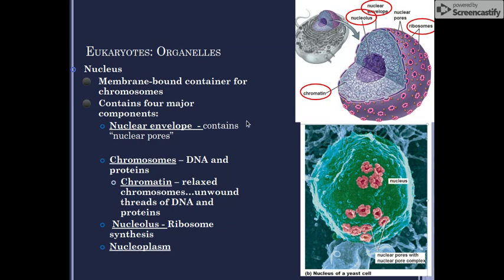Okay. Chromosomes are just DNA. It's a certain form that the DNA is in. The nucleolus is where we're producing ribosomes, which we'll talk about later. And then we've got the nucleoplasm, which is just kind of the cytosol of the nucleus. Okay, so we'll pick up on the rest of these organelles in the next video.